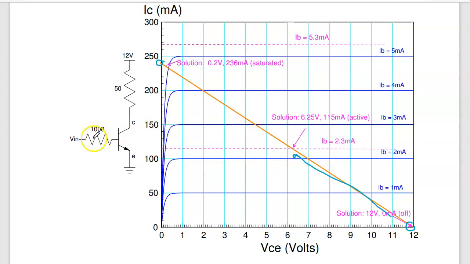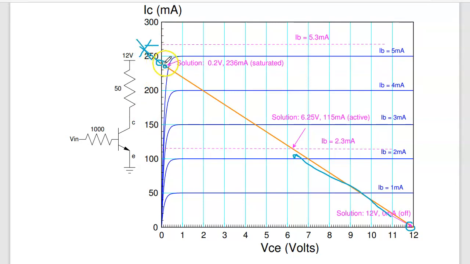What happens is the base current increases and beta IB goes up. As beta IB goes up, the intersection of the load line and your current IB is your solution. Up until I get to here, I can never go negative. If I go negative, then VCE is negative and the transistor is producing energy. That can't happen. So over here is not possible because you can't produce energy.